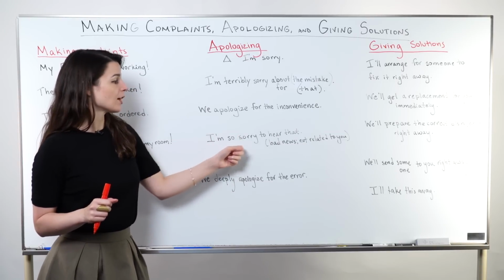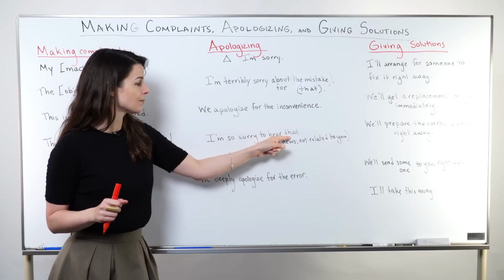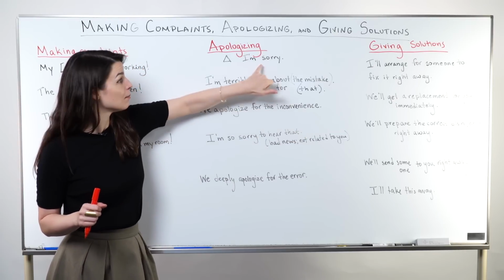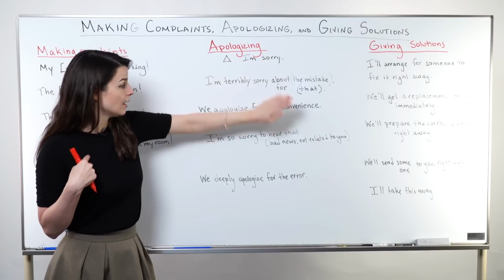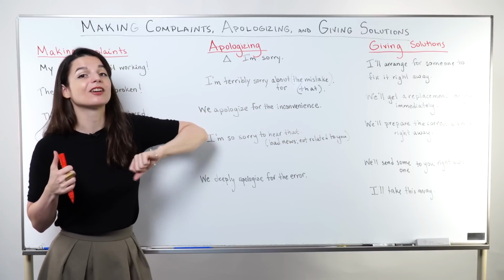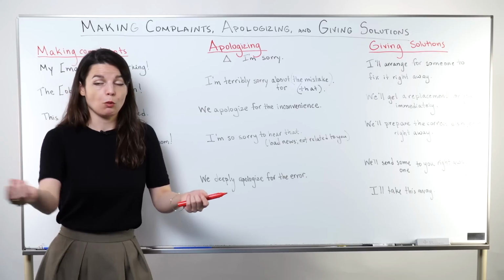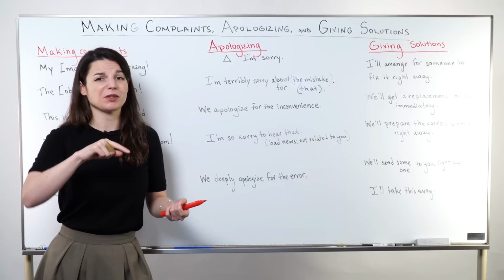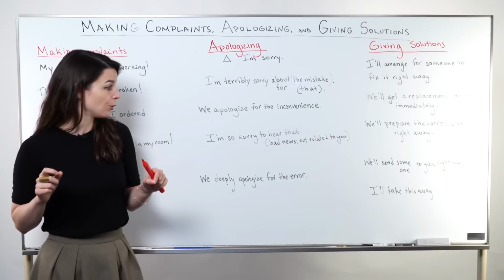So, I'm so sorry to hear that. This part is important, to hear that. I'm so sorry, again, means I made a mistake. I'm so sorry to hear that means I feel sad, or I feel sorry for you when I hear that information. I'm so sorry to hear that. So use this when you hear bad news.